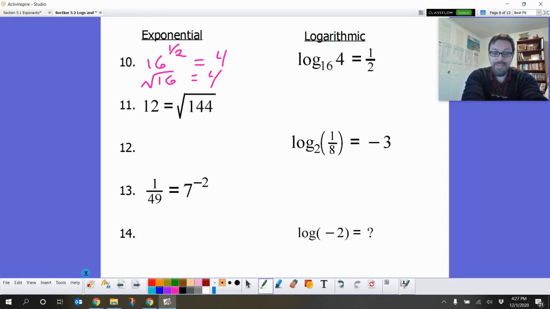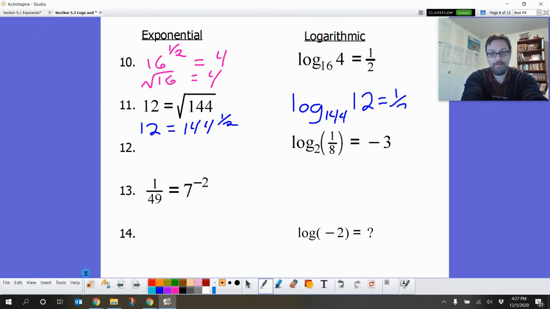Okay. Now this one, I can't tell what the exponent is, so I need to make it an exponent. So I got 144 to the 1/2. To write it as a logarithm, I first need to identify what my base is. What is the thing that has an exponent on it? 144. What's on the other side of the equation? 12. What is the exponent? 1/2.